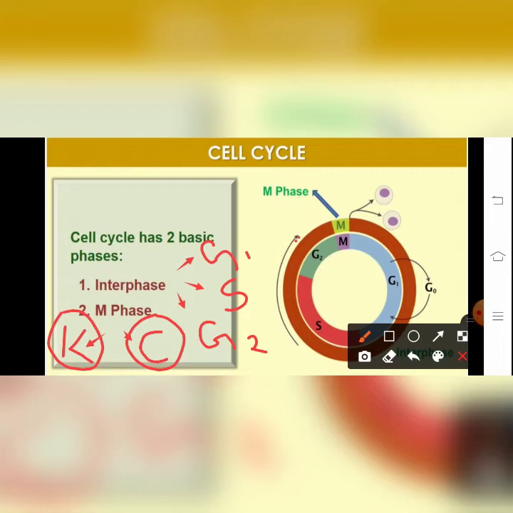So in the cell cycle, I repeat, there will be a preparation phase and it is called interphase. It has three divisions: G1 phase, S phase, and G2 phase. Whereas M phase is nothing but the multiplication phase. Here division takes place, and initially the nucleus is going to divide, that is called karyokinesis, and later the cytoplasm, and it results in two daughter cells.